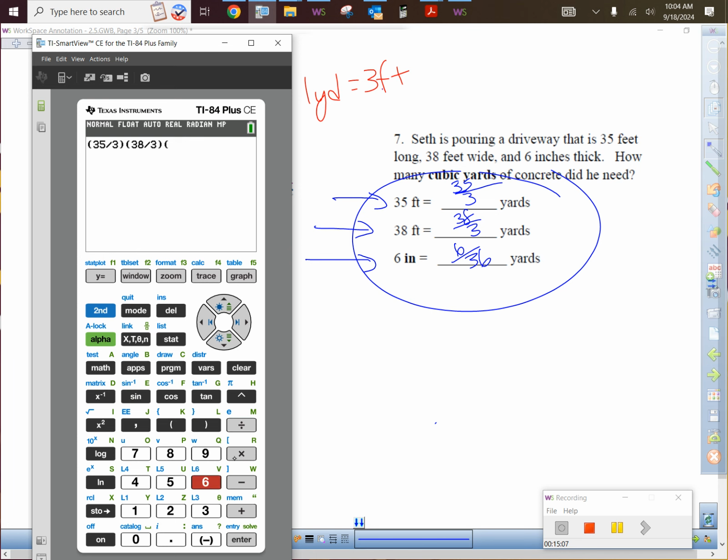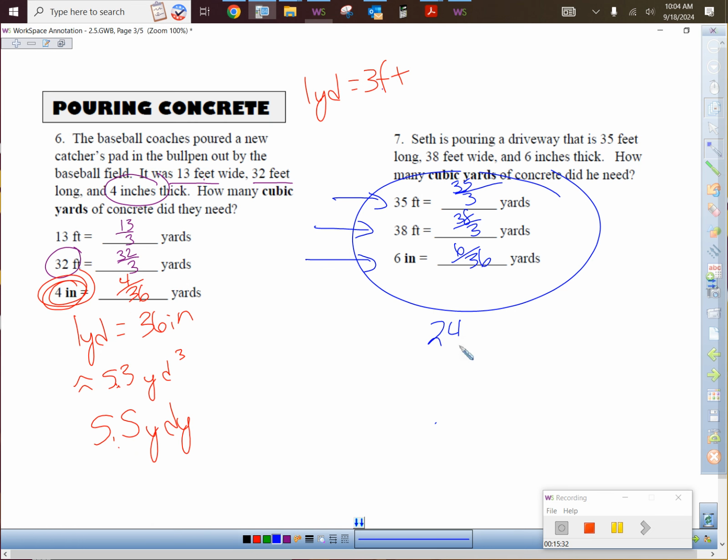And 6/36. And boom. I like to jot that number down, like 24.6. Is that what you got? Did I type it in right? 24.6, right? But that's not what the answer is going to be, because we have to round it. Homework will make you round it to the nearest 0.5 of a cubic yard. Should that be 24 cubic yards, 24.5 cubic yards, or 25 cubic yards?